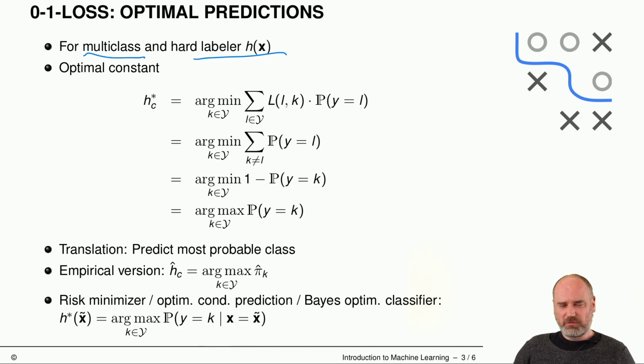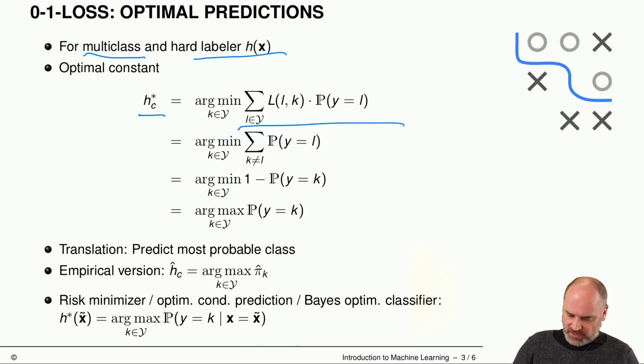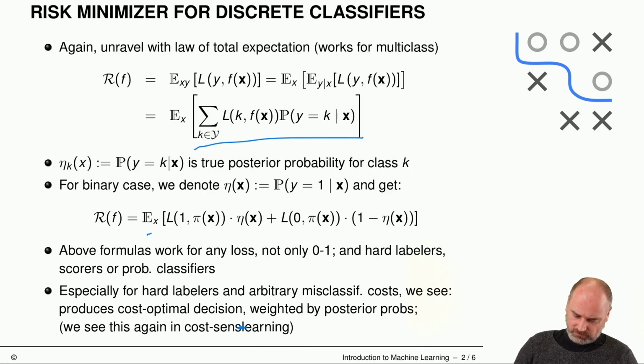Let's derive what our optimal predictions would be, as we've done before for regression. Here I will take a look at things unconditionally. So I just want to compute the best constant prediction over my complete distribution. What do I have to do for this? I have to use my formula from the slide before, and now I have to minimize this over k. That's just the inner part, which is exactly this thing here.